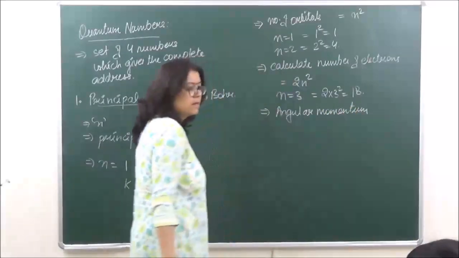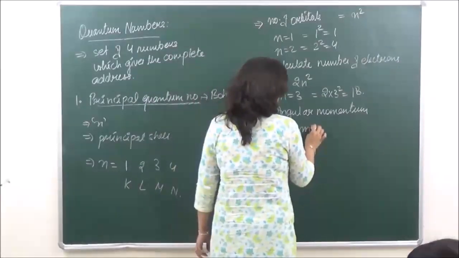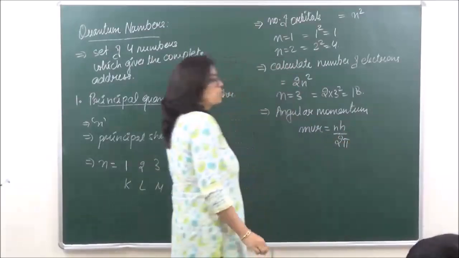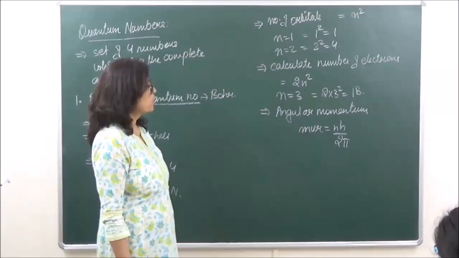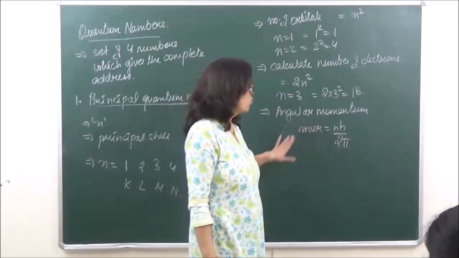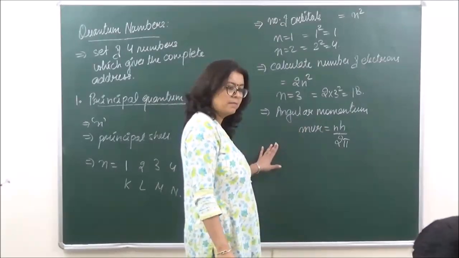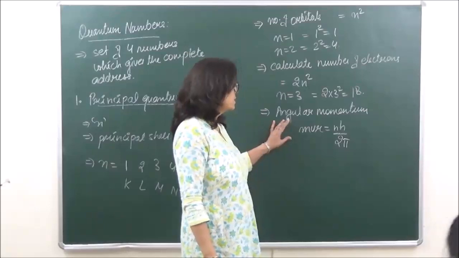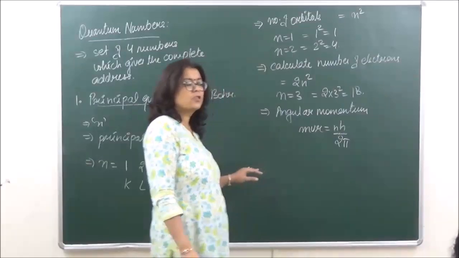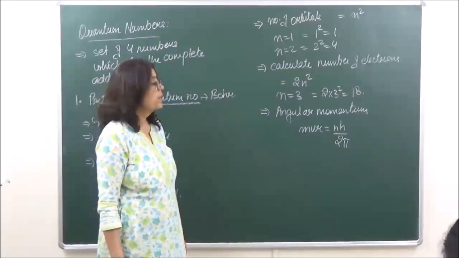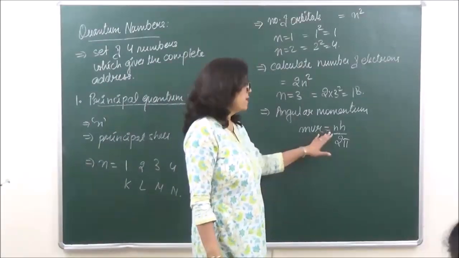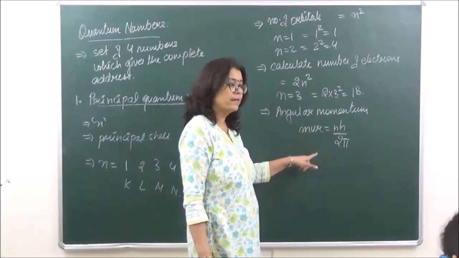It also gives us the value of angular momentum, which can be calculated as mvr is equal to nh upon 2 pi, where n is the principal quantum number, m is the mass of the electron, v is the velocity of the electron. This whole is known as the angular momentum. When we did Bohr's atomic theory, this gave us the quantization of angular momentum, in which he said that only those orbits are permissible which have an integral value of h upon 2 pi.